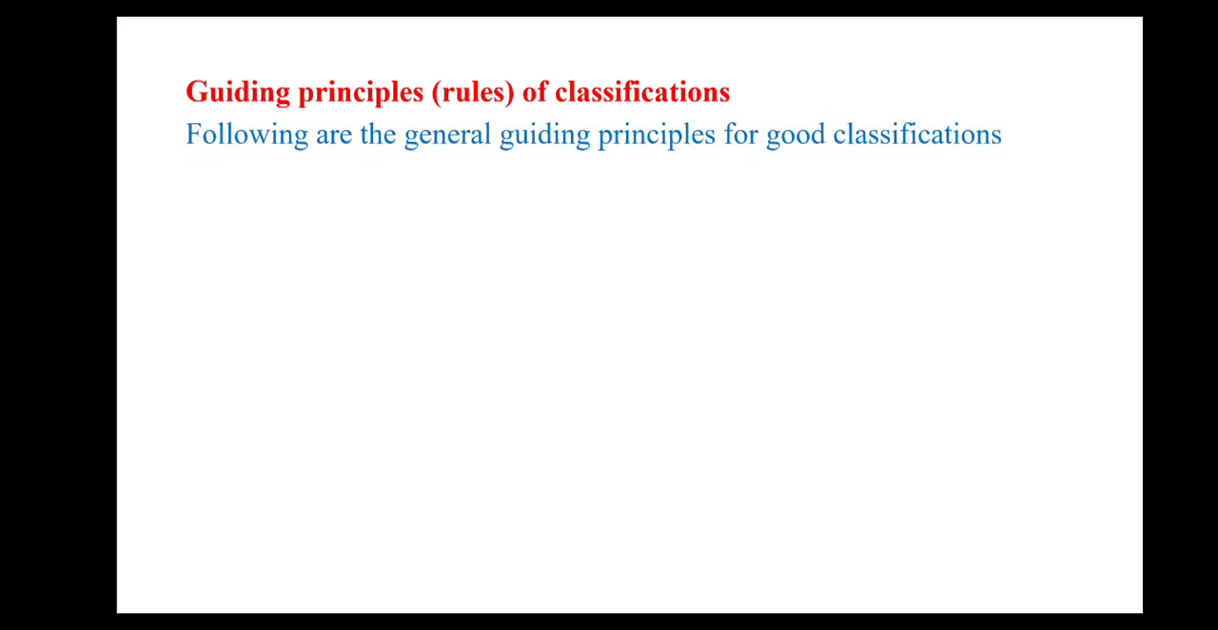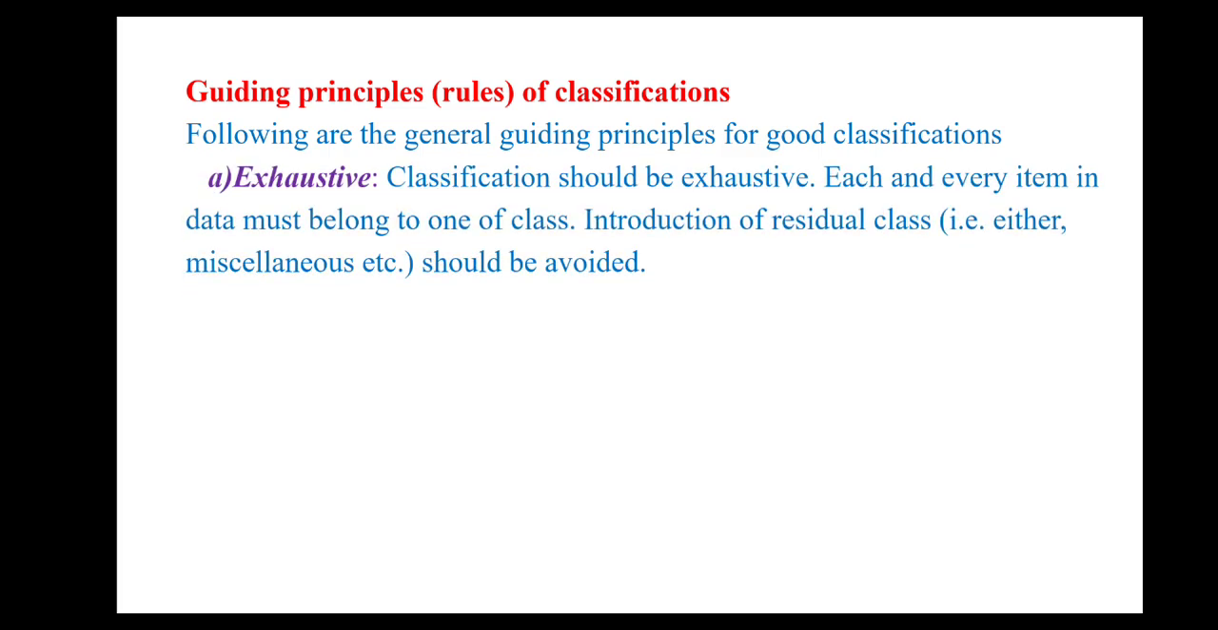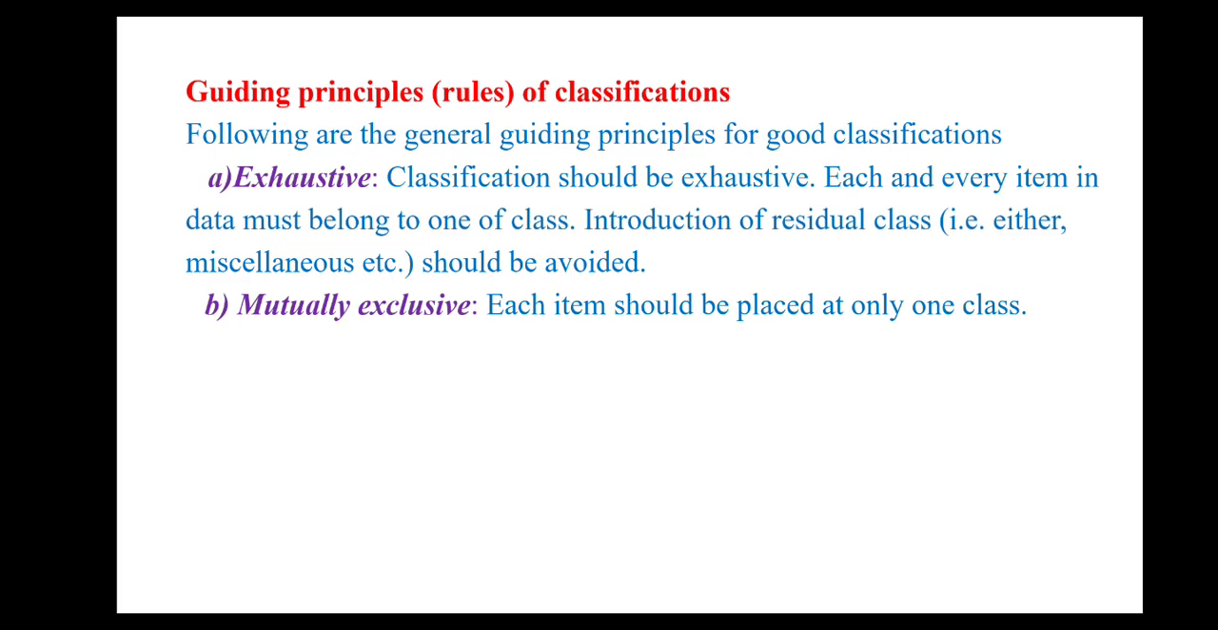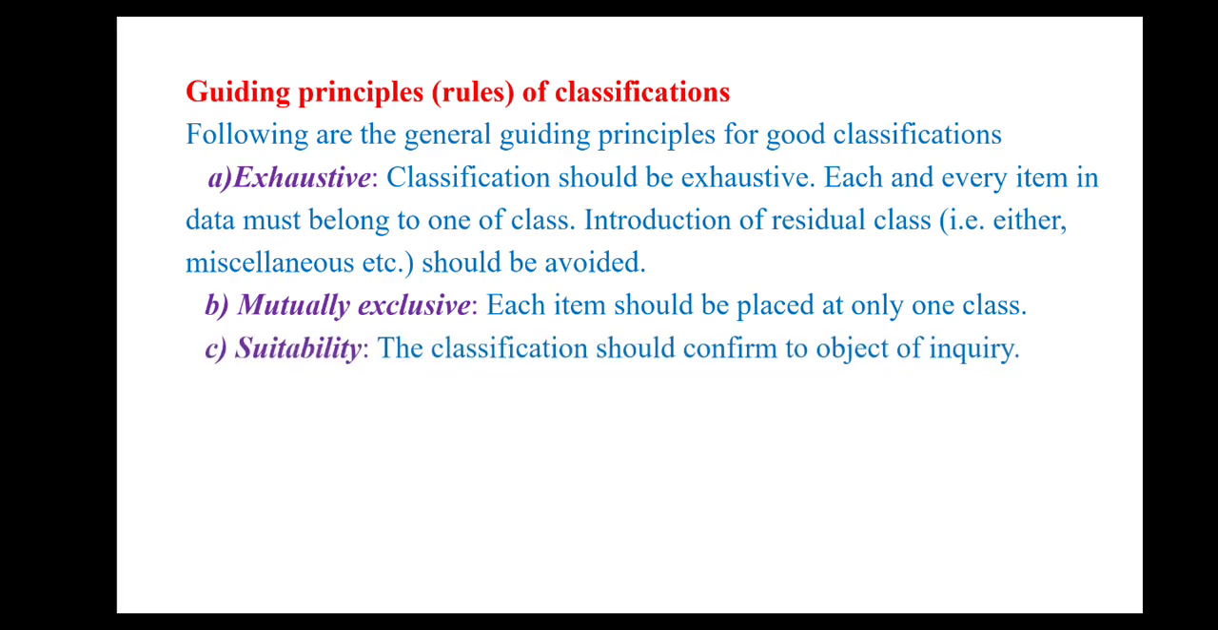Now, guiding principles of classification. What guiding principles will be used? Let us see them one by one. Following are the general guiding principles for good classification. One is exhaustive. Classification should be exhaustive: each and every item in the data must belong to one of the classes. Introduction of residual or miscellaneous classes should be avoided. Then mutually exclusive: each item should be placed in only one place, not more than one. Then suitability: a correct classification should conform to the object of inquiry.